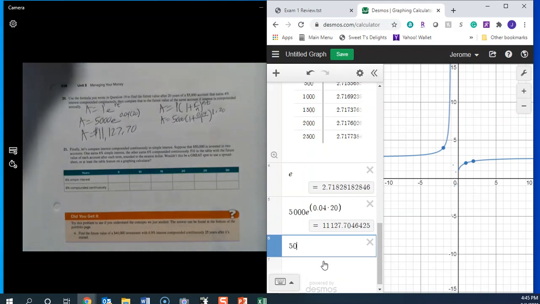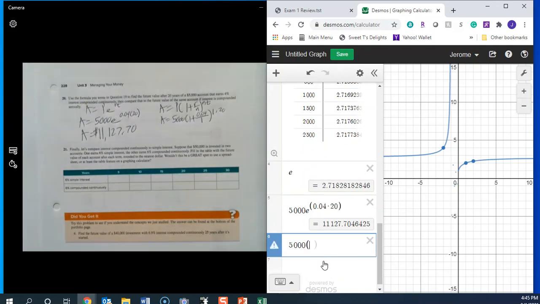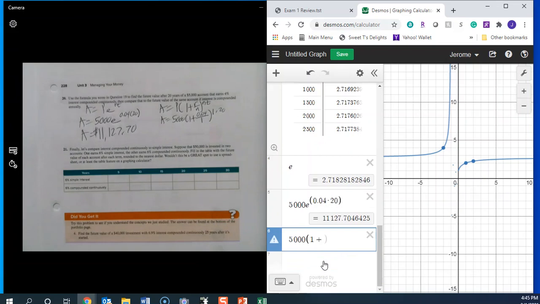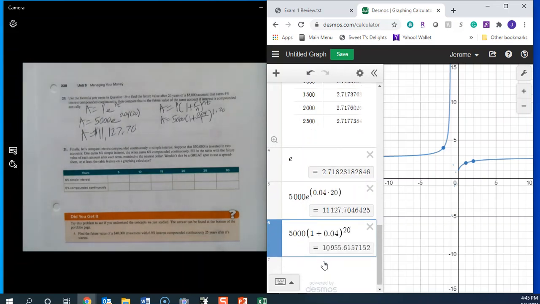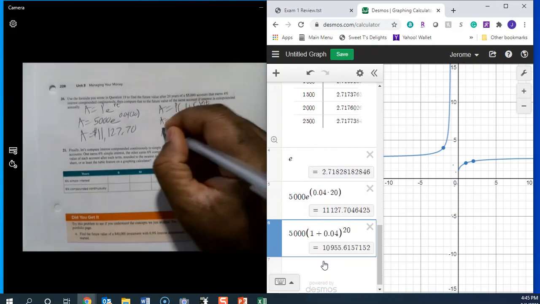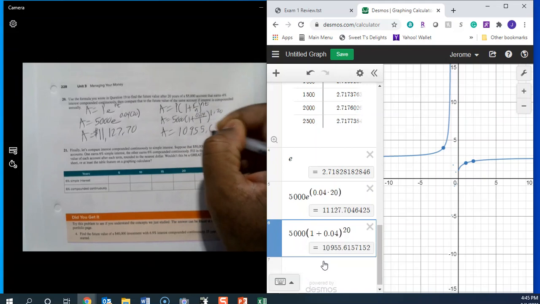So we have 5,000. Then we have our parenthesis, 1 plus 0.04. Then we could take that to the 20th power. So to give us $10,955.62.